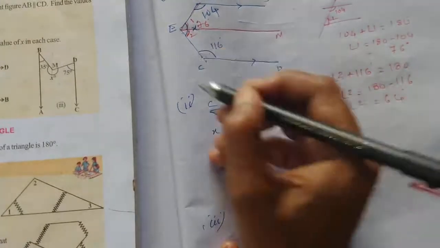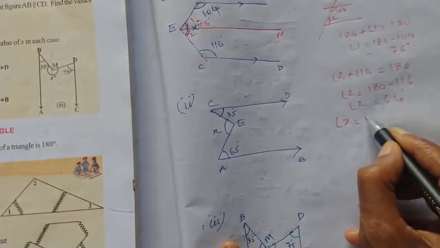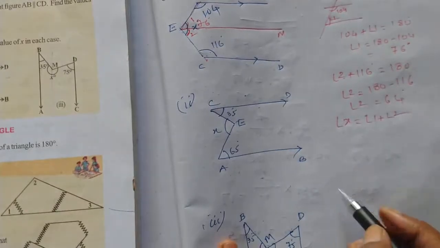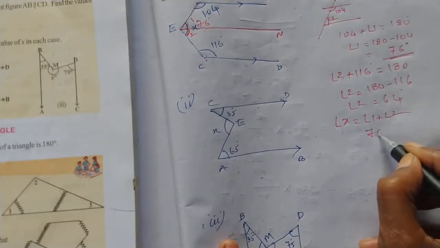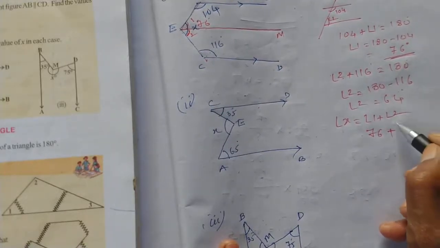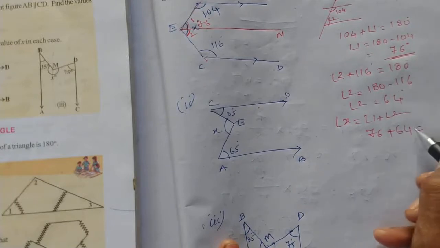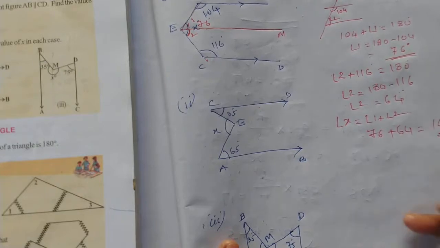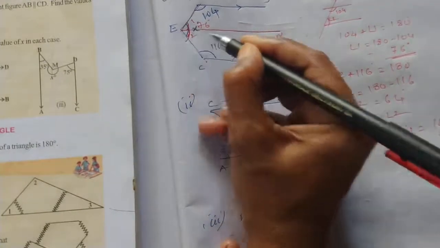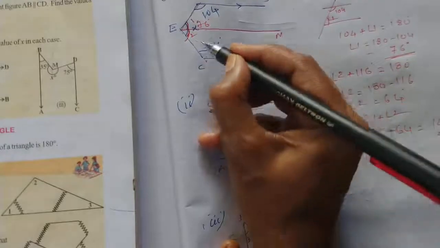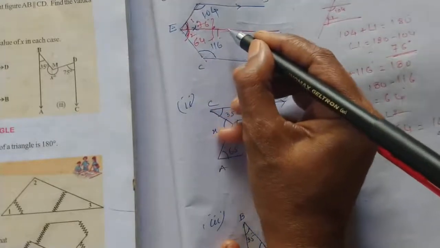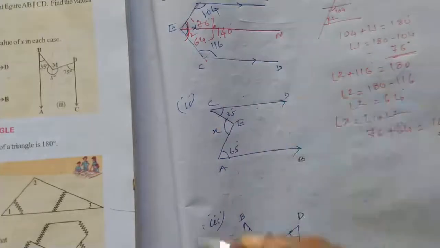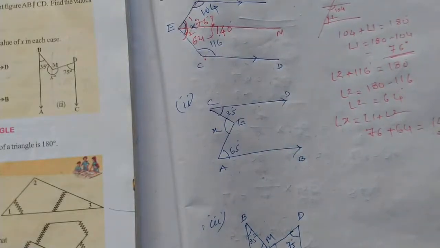Then, angle x is equal to angle 1 plus angle 2. So, angle 1 is 76 degrees plus angle 2 is 64 degrees. So, 76 plus 64 is 140 degrees. Here one is 76 degrees, one is 64 degrees, and the total angle is 140 degrees. This is the method of finding.